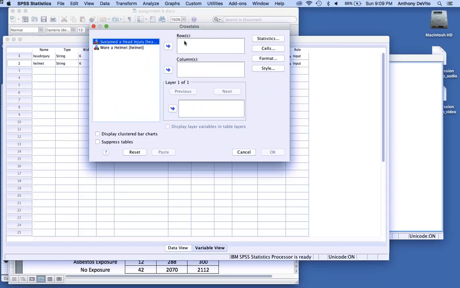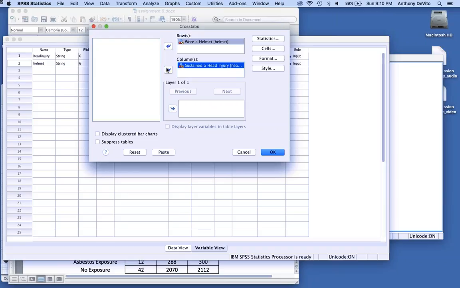Now, I'm in the habit of putting the exposure in the rows and the outcome in the columns. For instance, exposure might be asbestos, and the outcome might be lung cancer. So I would put the exposure asbestos, yes or no, in the rows, and outcome lung cancer, yes or no, in the columns. So let's see, wore helmet, that's the exposure, whether the person wore a helmet or didn't wear a helmet. And the outcome is whether or not they sustained a head injury.